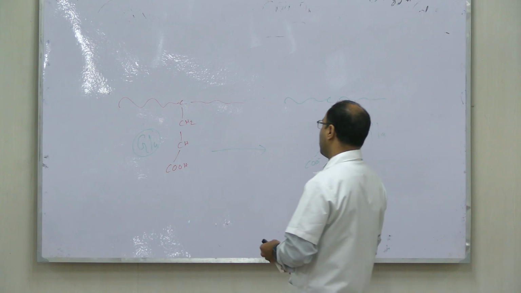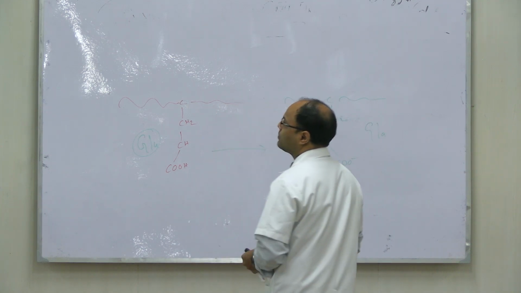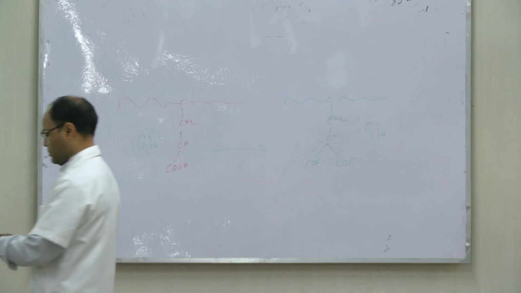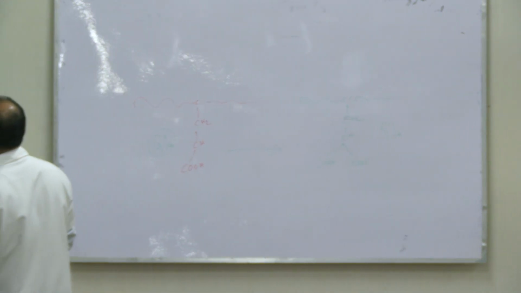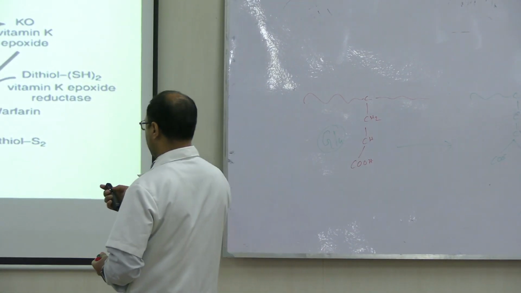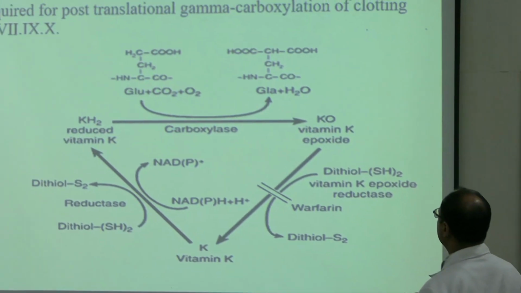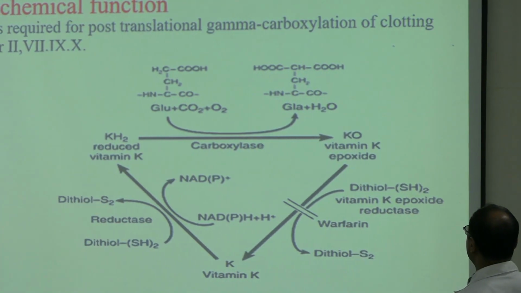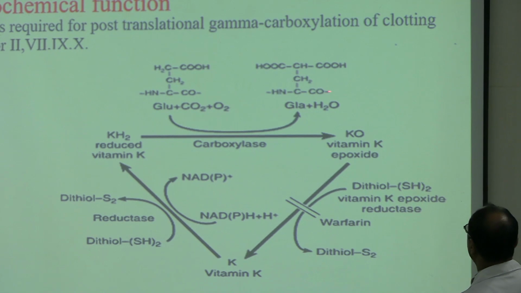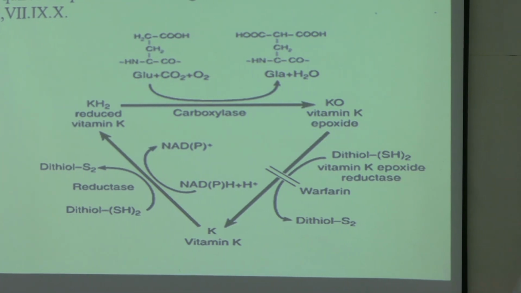So after gamma carboxylation, this is glutamate, and this is gamma-carboxyglutamic acid. Here it requires the carboxylase enzyme.